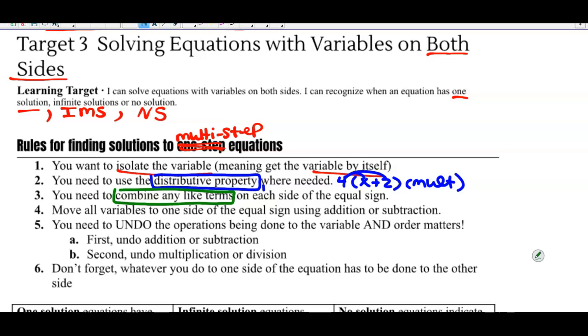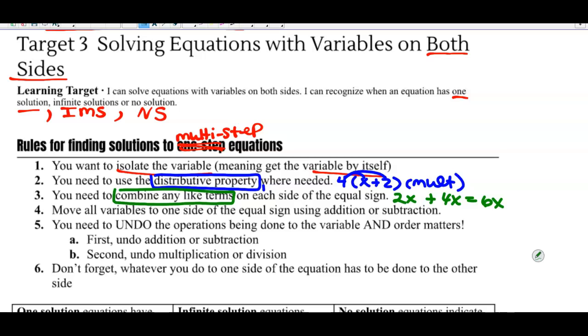Combine means we're adding them, and we also have to make sure we are doing things on each side of the equal sign. That's why I made you draw lines in this whole beginning, because we'll be working on both sides of the equal sign this time, and then we'll put things together. So it's on both sides, and combining means like 2x plus 4x, that would equal 6x. So there's our combining like terms example.